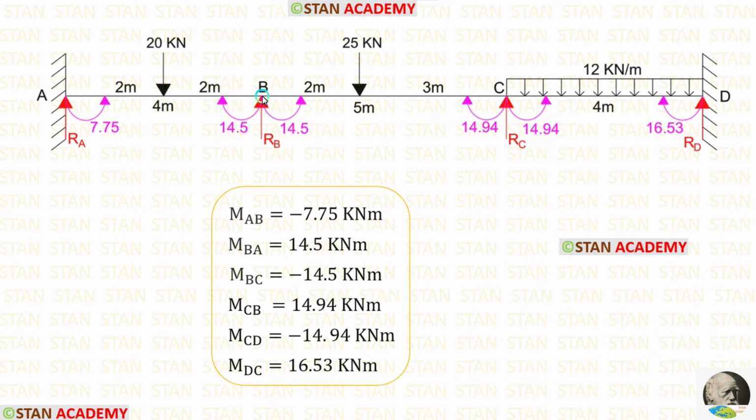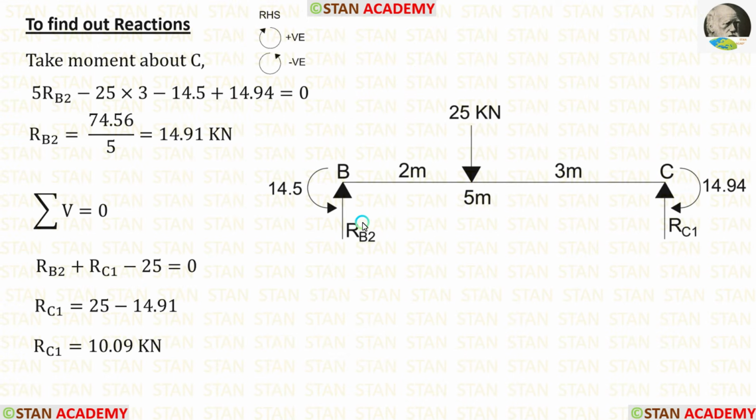Now, let us calculate the reactions in the span BC. In the span BC, there are two moments, MBC, which is acting in the anticlockwise direction, and MCB, which is acting in the clockwise direction. In this span, first I am going to calculate RB2. For that, I am going to take moment about C.